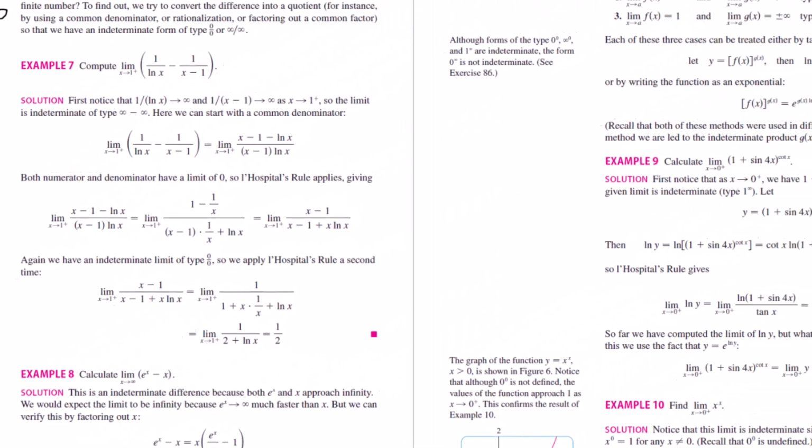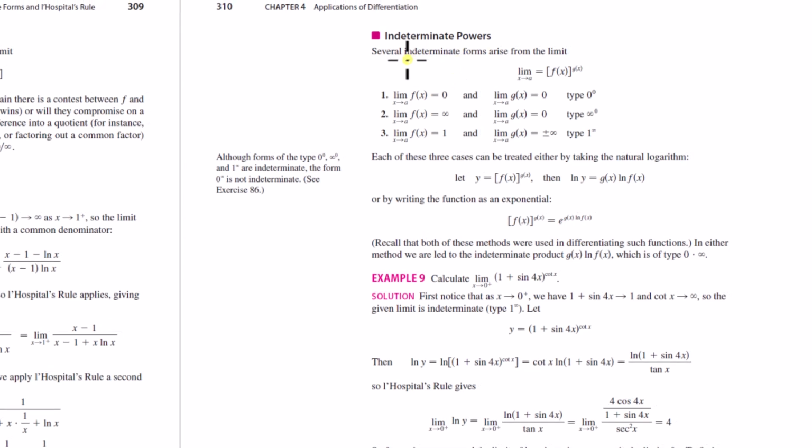Okay, indeterminate powers. Several indeterminate forms arise from this limit: the limit as x approaches a of f of x to the g of x power. Okay, so here are 3 different indeterminate forms: 0 to the 0 power, infinity to the 0, 1 to the infinity. So you can think about on your own why these are indeterminate. But then you can also think about on your own why 0 to the infinity is not indeterminate.